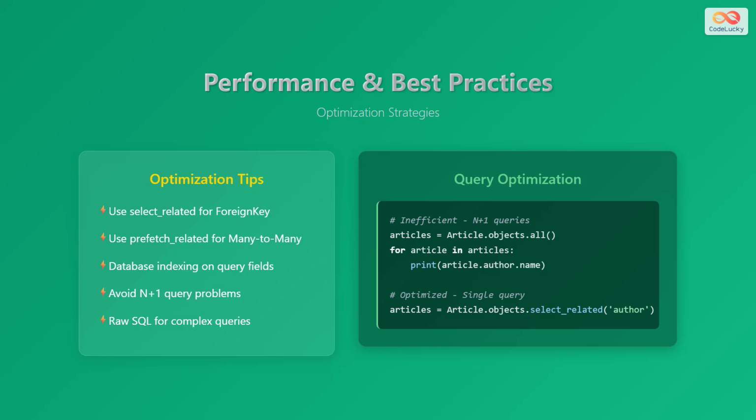Our optimization example demonstrates the difference between inefficient and optimized code. The first approach creates separate database queries for each article's author, resulting in N+1 queries. The optimized version uses select_related to fetch articles and their authors in a single database query, significantly reducing database load and improving response times.